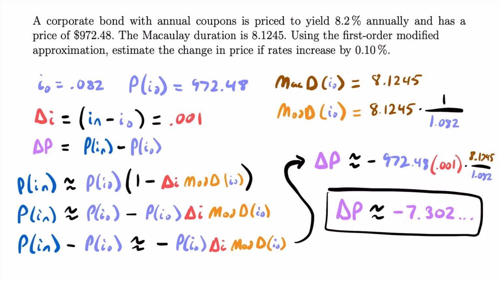Okay, and I really want to stress that we needed to use the modified approximation here because the problem told us to use it. Even though we were given a Macaulay duration, that does not mean that you can just use the Macaulay approximation instead. You have to use the approximation you were told to use. And so if you're given the wrong duration, you need to change it to the correct duration using that relationship between modified duration and Macaulay duration. Okay, let's move on to our last example for this video.